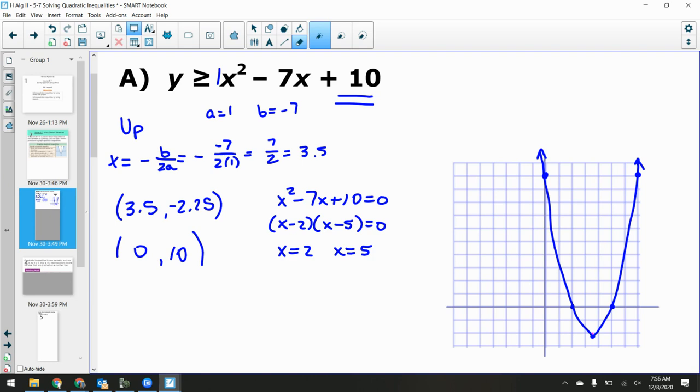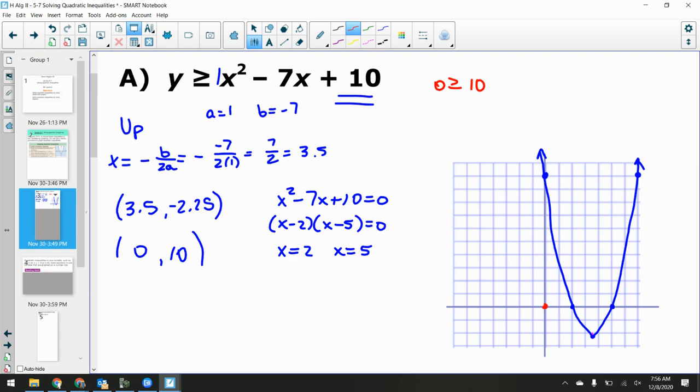Well, the best thing I think to do is to pick a test point. And I love to pick 0, 0. Do we all see that 0, 0 is on the outside of the parabola? So let's see if 0, 0 works. Let's run 0, 0 through this equation. 0 is greater than or equal to, well, okay, this is just my y-intercept, right? 0 minus 0 plus 10.